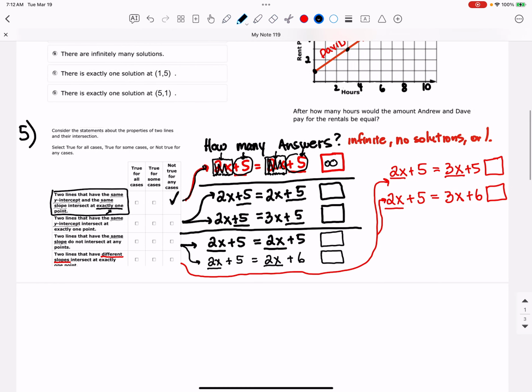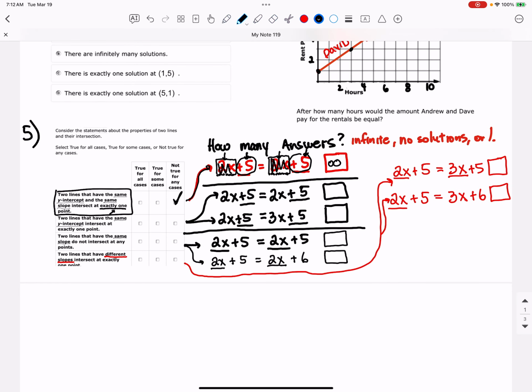All right, let's think of the next answer. What if 2 lines have the same y-intercept? Okay, they have the same plus 5. But they don't say anything about their slope. So maybe they have the same slope, like this one that we just did. They have the same slope, 2x. Well, I know the 2x's get rid of each other, and plus 5 equals plus 5, so that's infinity solutions.